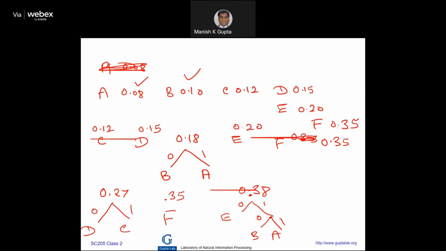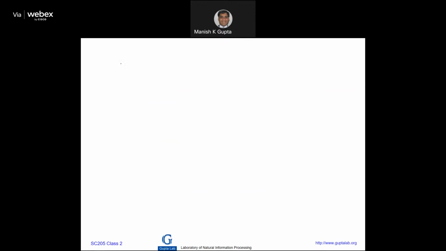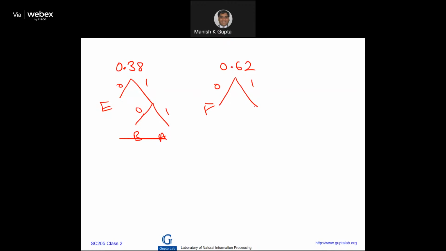0.38, when we combine, so basically 0.27, 0.35 is the lowest one, right? So I can combine them again, right? So basically, if I combine these two, left with here something, 0.38 is E, 0, 1, 0, 1, EA, and this 0.62, the other two I am combining, F on this side, 0, 1, B, C.